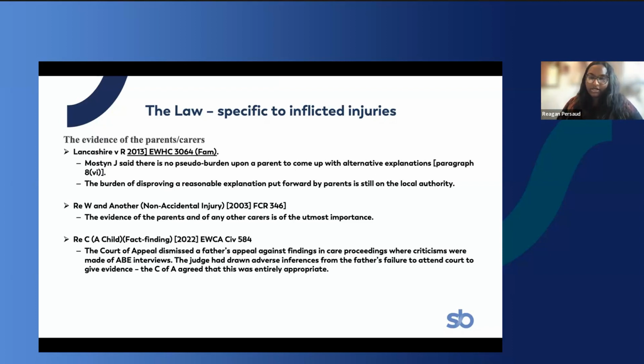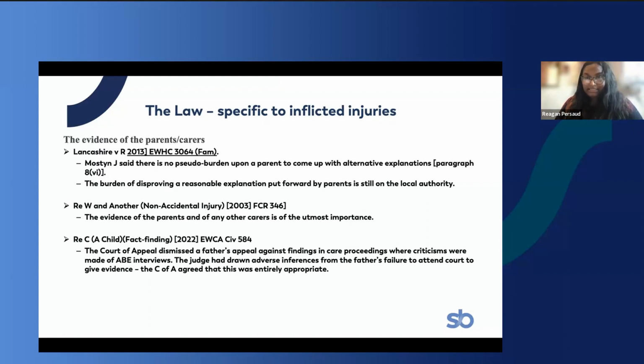The child was ABE interviewed. The child makes allegations against the father. Application was made for the child to come and give evidence, and the court decided, I don't need that. I don't need to hear from the child. And the father decides, well, if she doesn't have to come to court to give evidence, I'm not coming to give evidence. And then he didn't give evidence. And of course, findings were made against him.